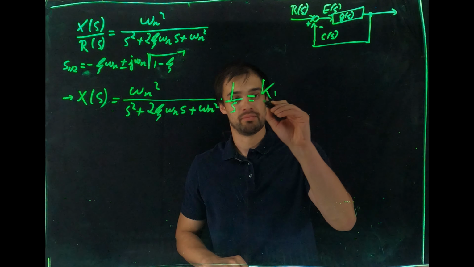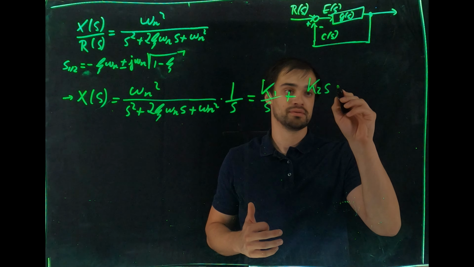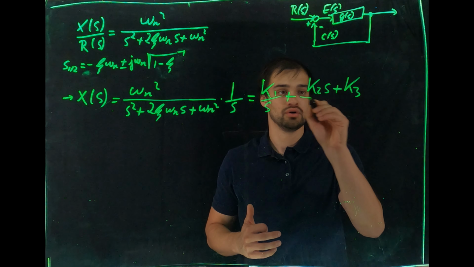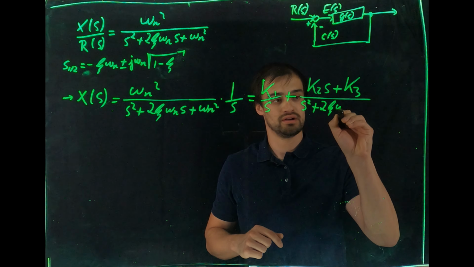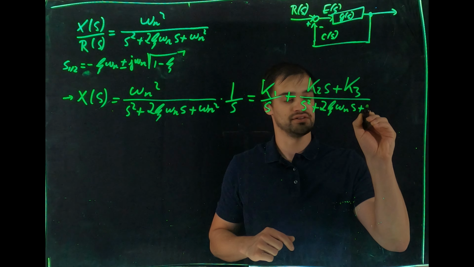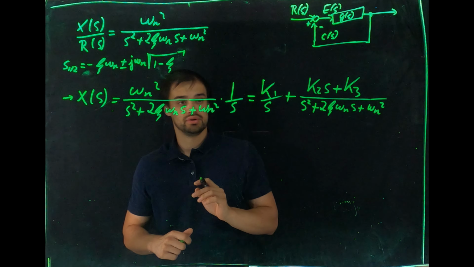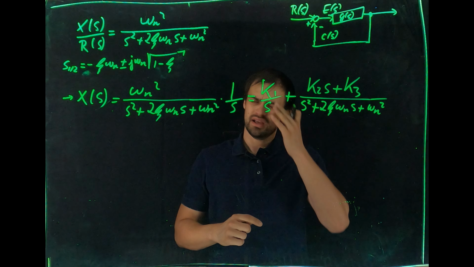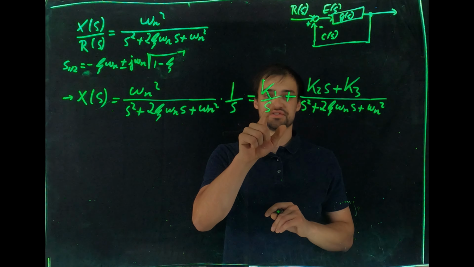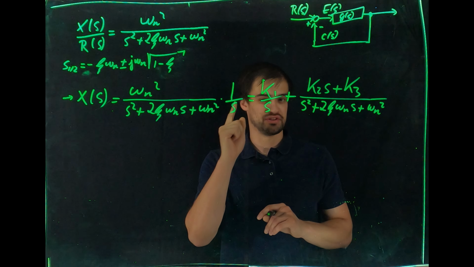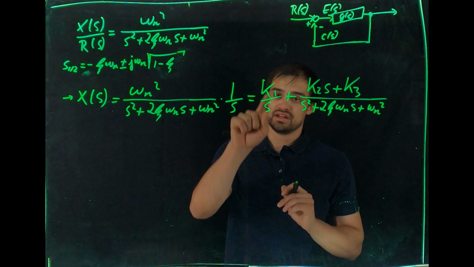So we split our system up into k1 over s. So again, applying partial fractions, plus (k2 s plus k3) over s squared plus 2 zeta omega_n s plus omega_n squared. Okay, so what we do now, we need to figure out k1. From a quick glimpse, I can see if I multiply the system by s and plug in s equal to 0, because it's one root of the system here on the left, I can claim that k1 will be remaining here.